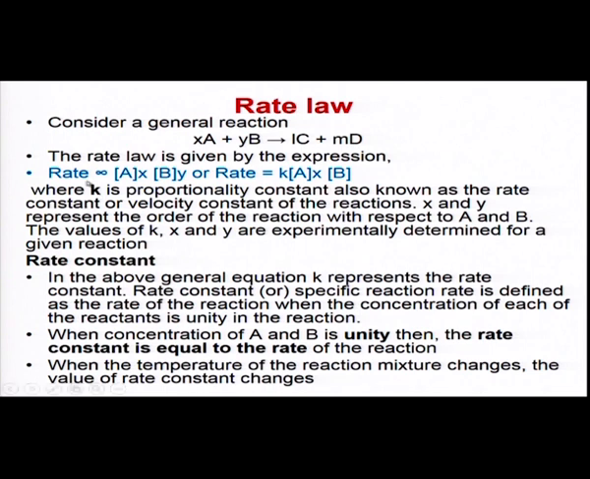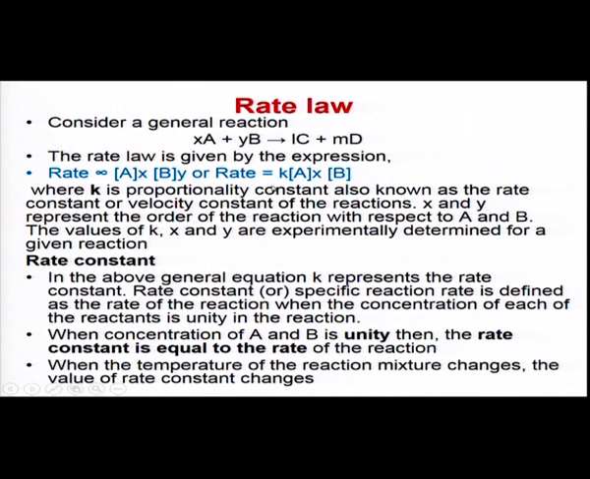So, this small k is very important in describing the rate of the reaction, and is normally known as the rate constant. In the above reaction, X and Y represent the order of the reaction with respect to the reactants A and B. The value of k, the rate constant, and the order of the reaction with respect to A are experimentally determined for a particular given reaction, and we cannot derive anything based on the stoichiometric equation.